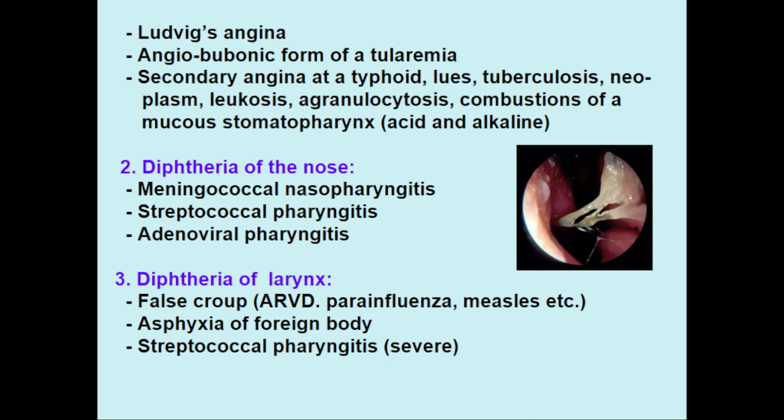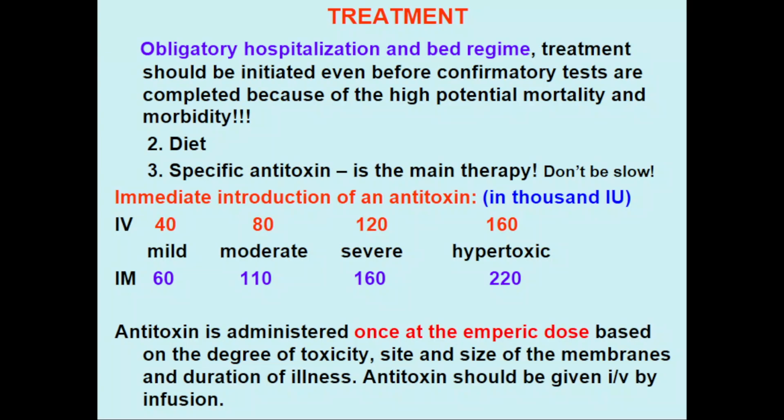Diphtheria of the larynx should be differentiated from false croup, acute respiratory viral diseases, parainfluenza, measles, for example, asphyxia or foreign body, and streptococcal pharyngitis in severe form.